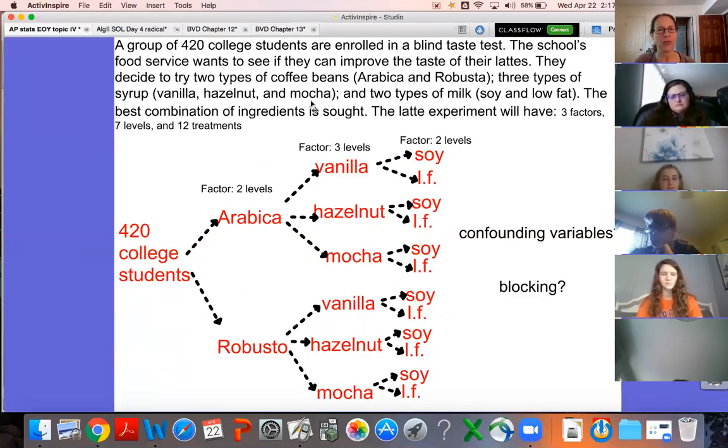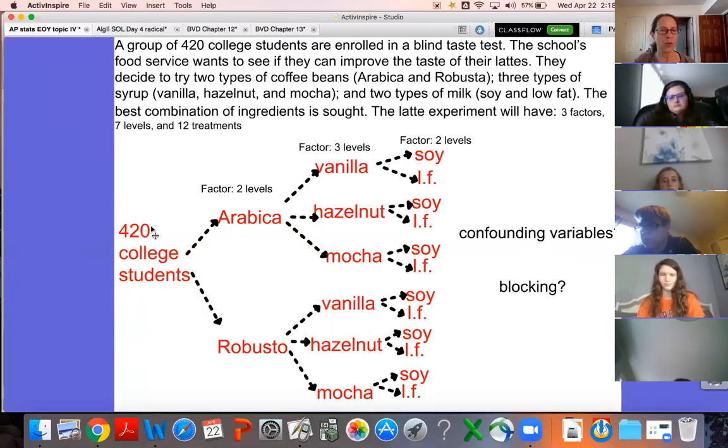And then you have 2 different milks, soy and low fat. So you can see this is a factor, the type of beans, and there's 2 of them. This is a factor, the type of syrup, and there's 3 of them. And this is a factor, the type of milk, and there's 2 of them. So it ends up being 1, 2, 3, 4, 5, 6, 7, 8, 9, 10, 11, 12 treatments.